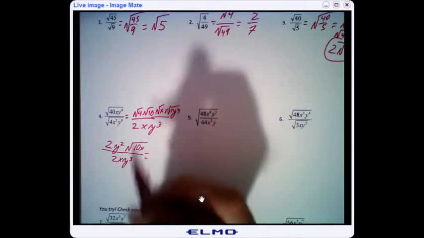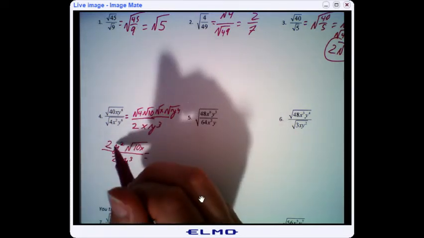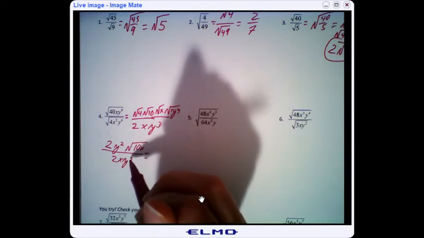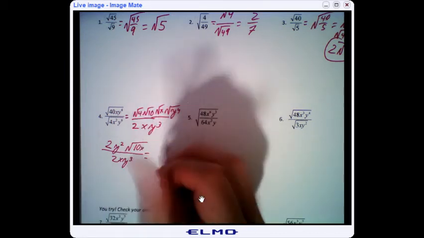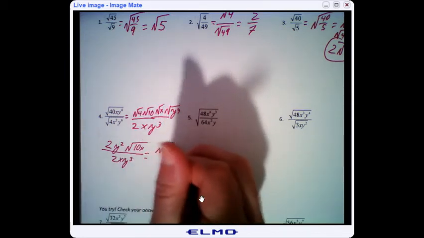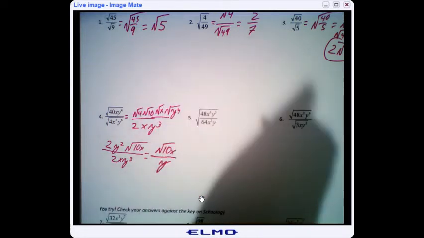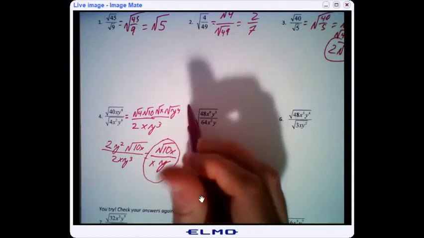So we're going to get 2 divided by 2 is 1. When we simplify with exponents, we subtract them. So we're going to get, there's no more up top, and there's going to be 1 left on the bottom. 3 minus 2 is 1, bigger numbers on bottom. Square root of 10x divided by xy.